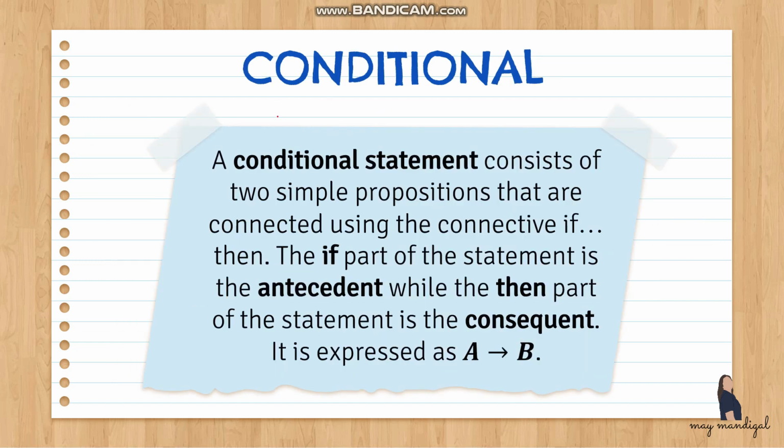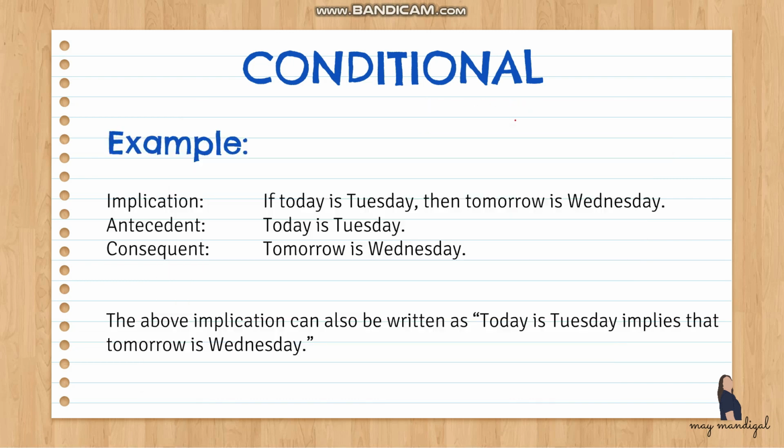Next we have the conditional statement. A conditional statement consists of two simple propositions that are connected using the connective if-then. The if part of the statement is what we call the antecedent, and the then part is what we call the consequent. We express it like this: if A, then B. The symbol that we're using for a conditional statement is an arrow like this. Conditional statements can also be referred to as implications. So just take note of that.